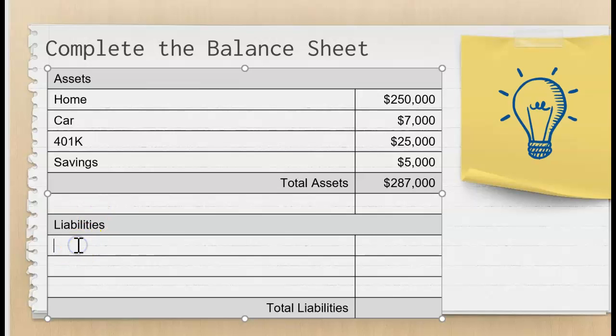Now for liabilities, we have credit cards with a value of $1,000. Student loans, a value of $20,000. And lastly, our mortgage, which has a balance of $150,000. Our total liabilities are going to be $171,000.